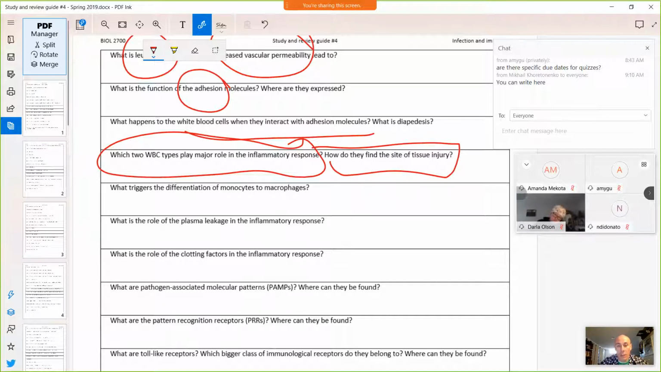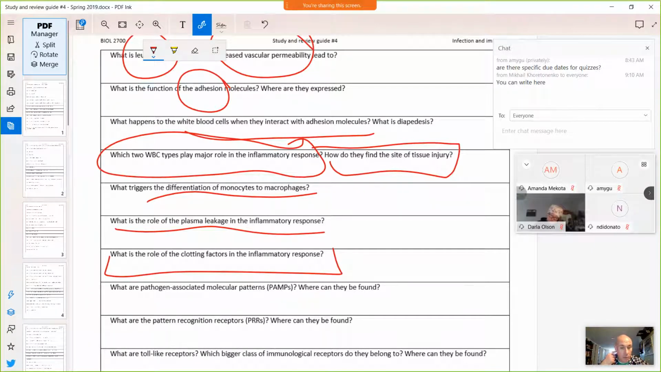Once they are in the tissue, they migrate towards the exact injury site, the infection site, following the trail of inflammatory cytokines and chemokines. We call it positive chemotaxis. Monocytes differentiate into macrophages when they are exposed to inflammatory cytokines or chemokines. So inflammation triggers the differentiation. Plasma leakage washes away the dead cells and cellular debris. Clotting factors trap the microorganisms in place and don't let them spread.